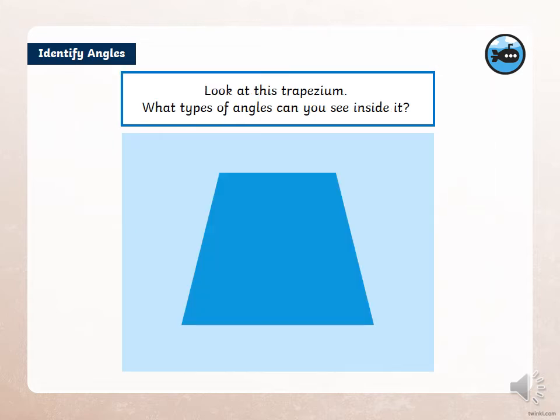Okay, so look at this trapezium. What type of angles can you see inside it? First of all, we have to look at how many angles this trapezium has. The angles come in the corners. So how many corners does it have? 4. Good. So how many angles will it have? It will have 4 angles on the inside of the trapezium. We're not going to focus on the outside, we're going to focus on the inside of the trapezium.